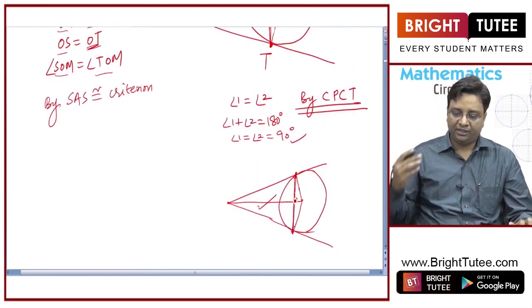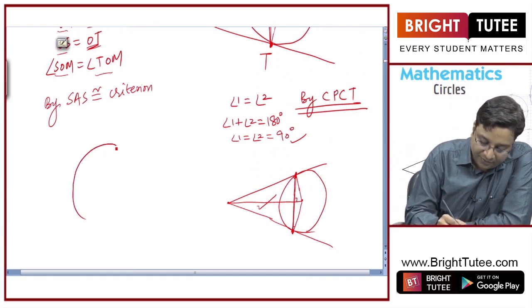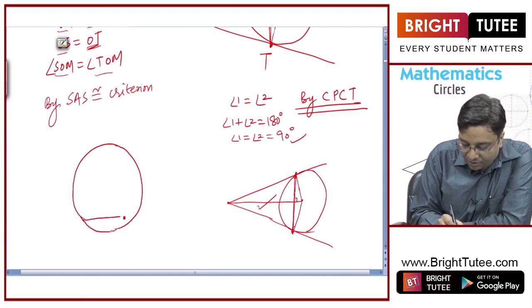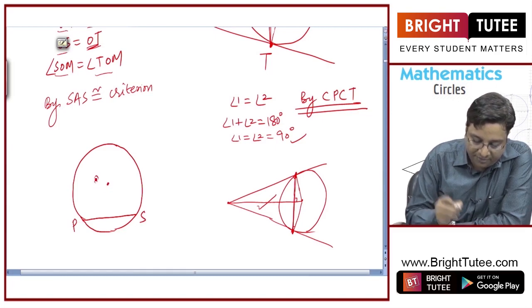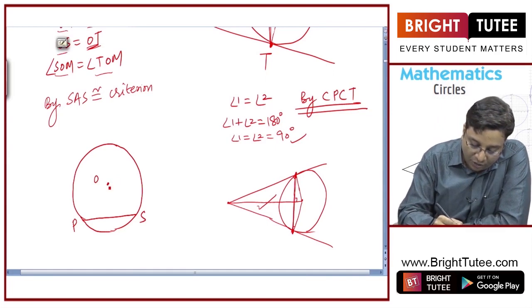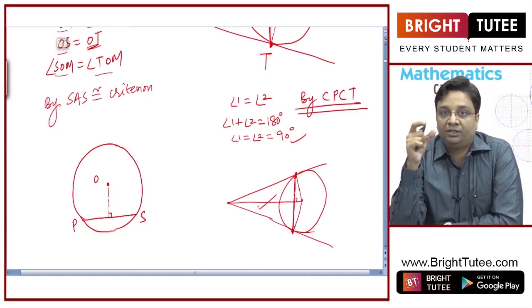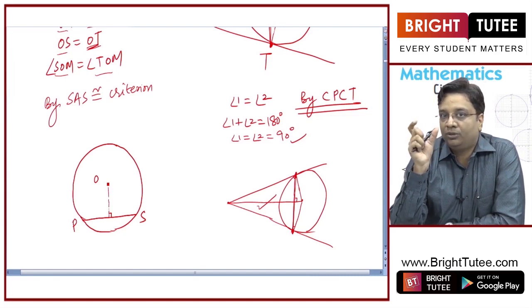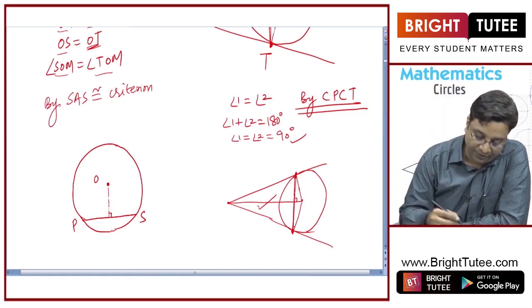Another result that we discussed in class 9th can also be revised here. If there is a chord, let us say this is a chord here PS, and you have this center here, if you drop a perpendicular from the center of the circle to any of the chords, it divides the chord into two equal parts, or we can say it bisects the chord.